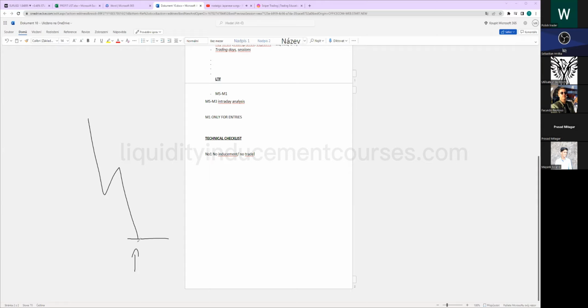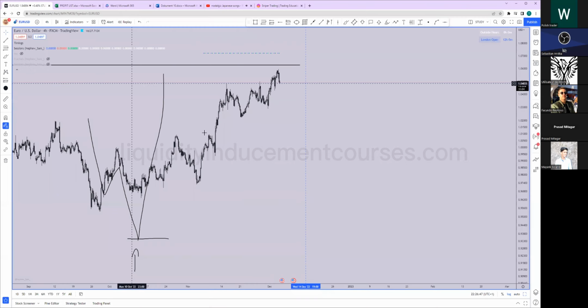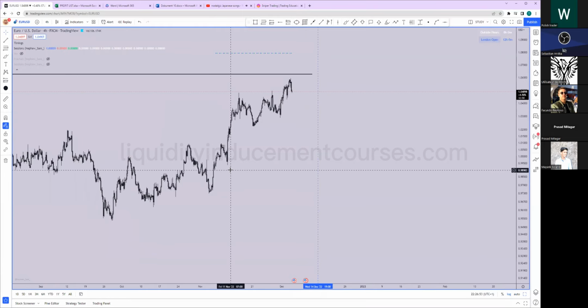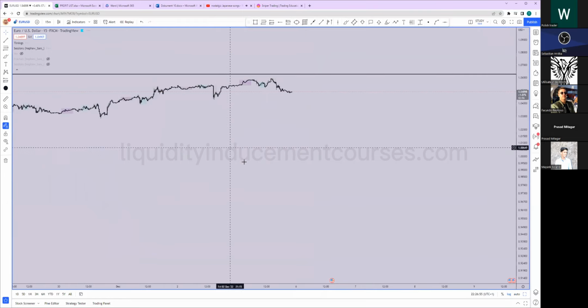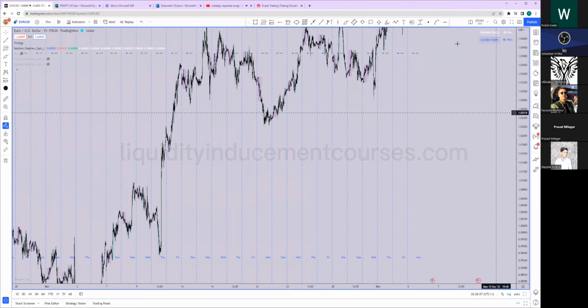So if price just shoots, let's say there was one today, I think, then you just don't catch the trade. You shouldn't be expecting yourself to be in every trade.